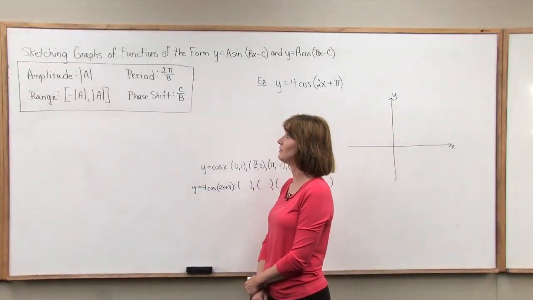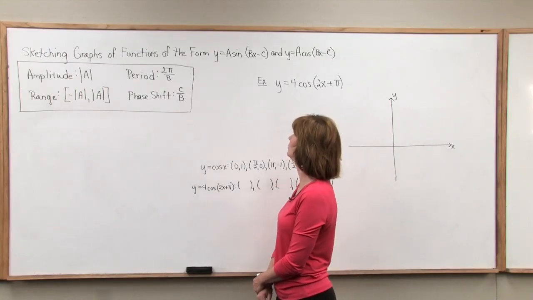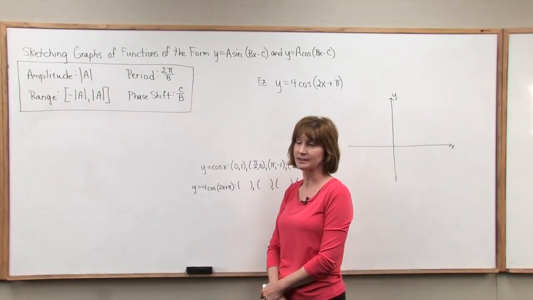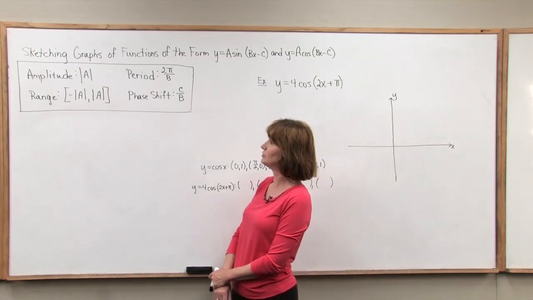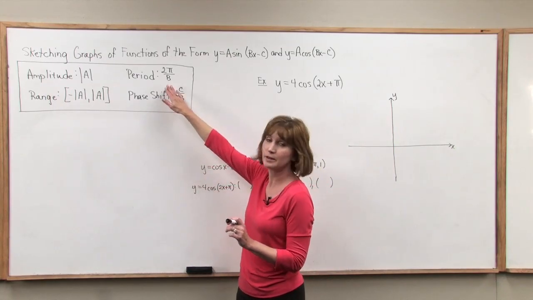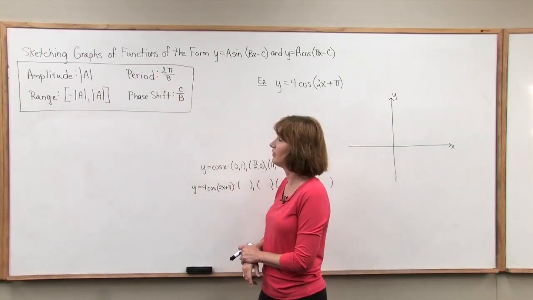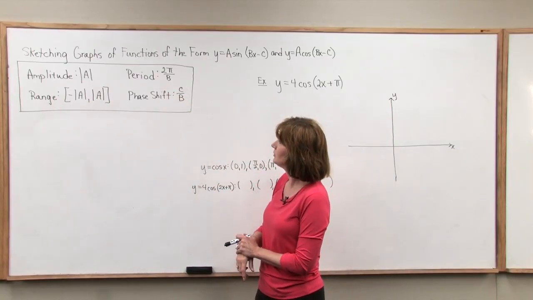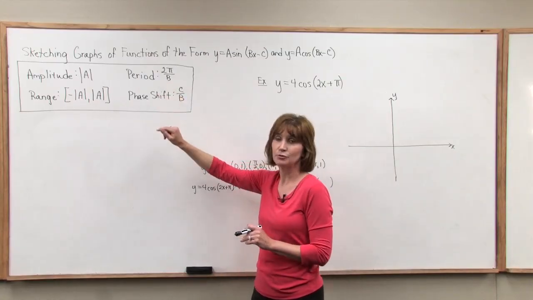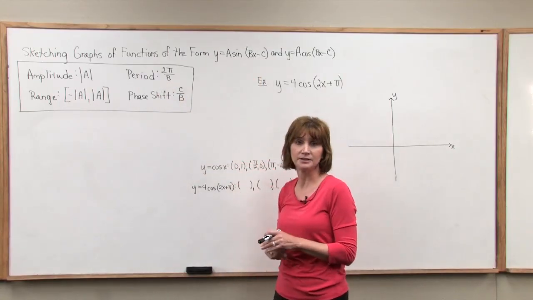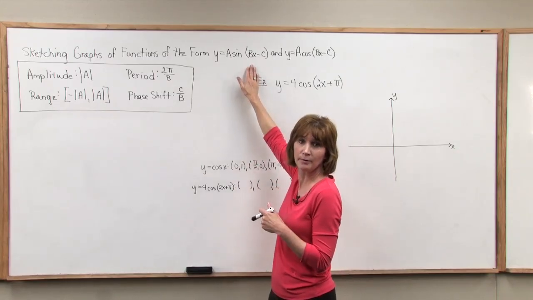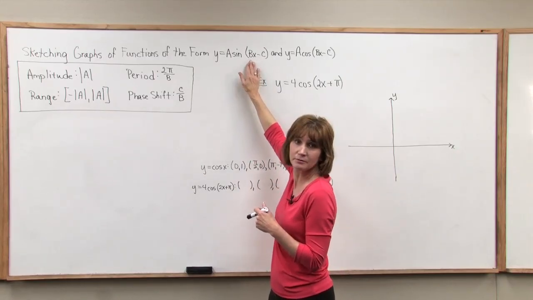Let's look at sketching graphs of functions of the form y equals a sine (bx minus c) and y equals a cosine (bx minus c). I've listed the characteristics of the graphs here in this box, and I want to show you why the period is 2 pi over b and the phase shift is c over b. The first thing I want to talk about is b. You need to make sure that b, the coefficient of x, is positive first. If it's not, you're going to rewrite the function using even-odd properties to make b positive.